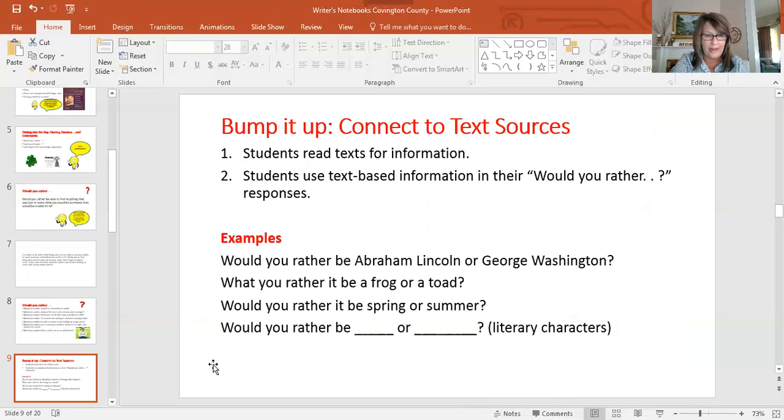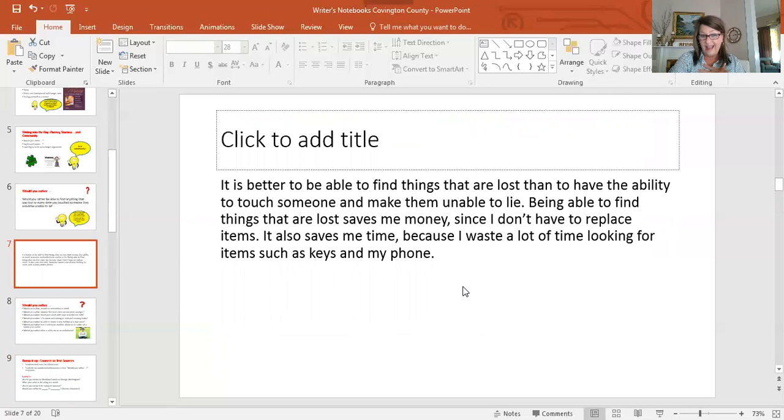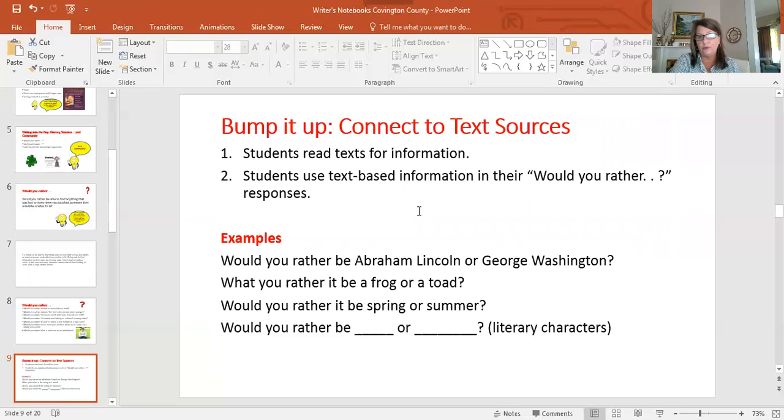So here's a way to bump up would you rather. You can connect it to text sources. So students would read some text for information. They would learn about a couple of different things through reading, and then they would have to use text-based information in their would you rather responses. So for example, here I just used experiential type information. I waste a lot of time. I would have to replace things. But here in this one, I would need to use some text-based information.